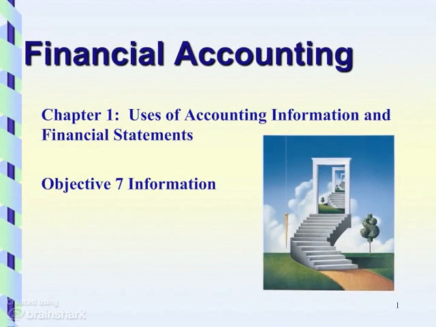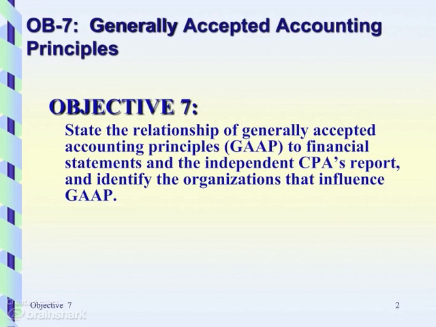Today we will present Objective 7 for Chapter 1 of Financial Accounting. This objective will focus on the relationship of generally accepted accounting principles, otherwise known as GAAP, to financial statements and the independent CPA's report. We will also identify the organizations that play an important role in and influence GAAP.